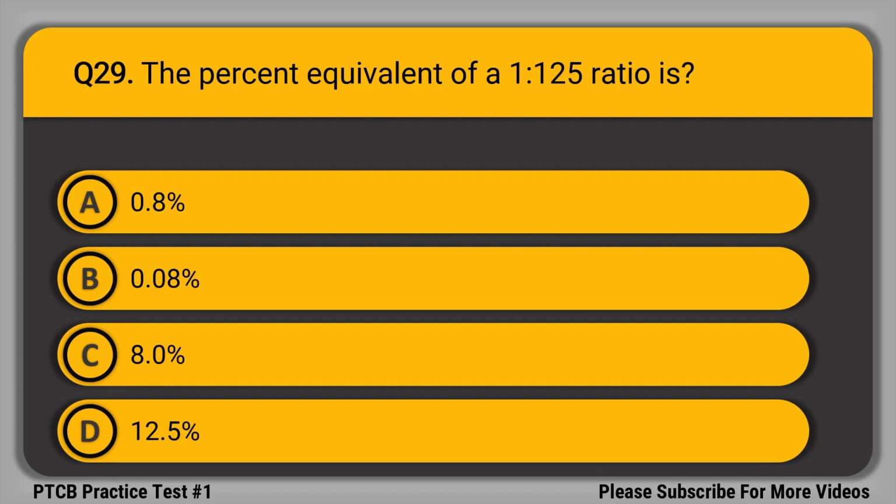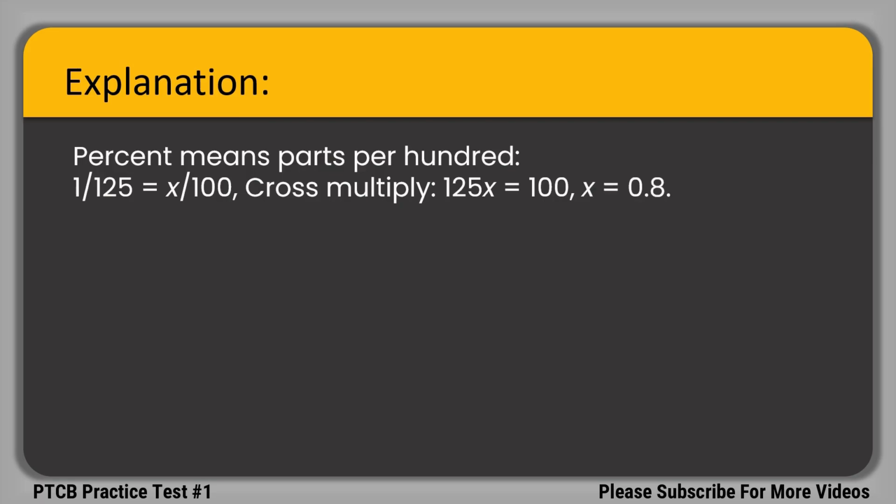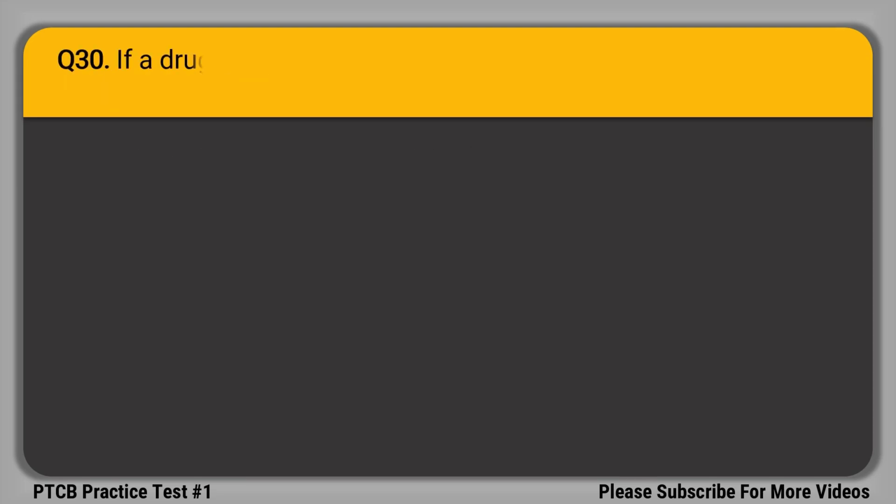A. 0.08%, B. 0.8%, C. 8.0%, D. 12.5%. The answer is B, 0.8%. Percent means parts per hundred. 1 divided by 125 equals x divided by 100. Cross multiply: 125x equals 100. x equals 0.8.